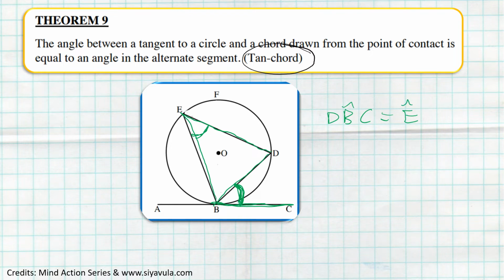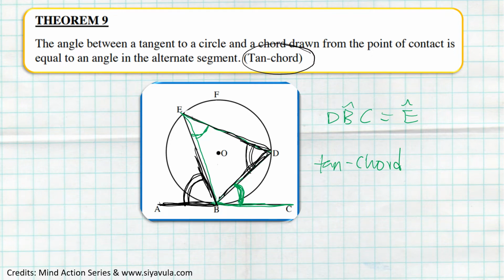Hence, we call it a tan-chord theorem. In other words, when you give your reason, you just say tan-chord. Someone can argue that we still have another angle between a tangent and a chord. This is still a tangent and this is still a chord. Here is the angle we have. So this angle between a tangent and a chord will be equal to the angle subtended by the two other chords on the circumference.